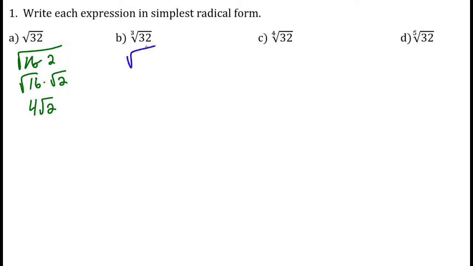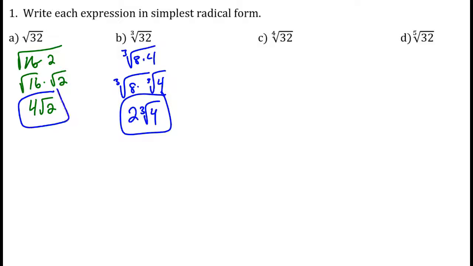Well, 32 can be written as 8 times 4. So I have the cube root of 8 times the cube root of 4. Well, the cube root of 8 is 2, because 2 times 2 times 2 is 8. So that's 2 cube roots of 4. Those are my final answers for the first two.